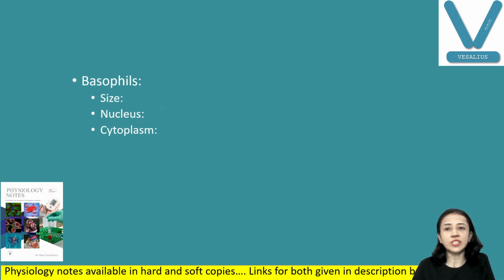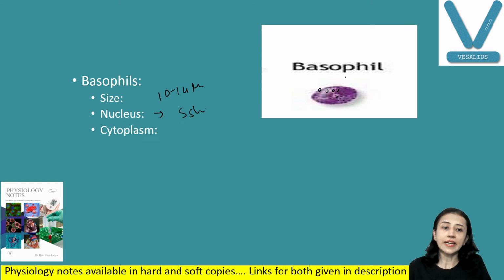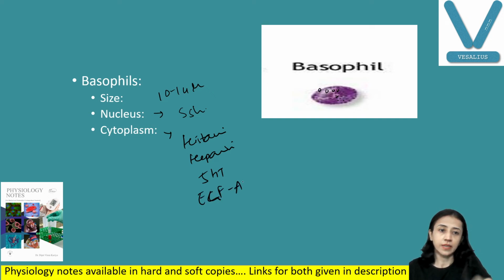Next cell, that is basophil, size is same, 10 to 14 micron diameter, nucleus is bilobed. Again, sometimes it may be trilobed, and nucleus is S-shaped, and the granules are ink blue in color. You can see. So they are known as basophil. Granules are coarse like eosinophils. And cytoplasm contains, as we have discussed, blue in color, basophilic, coarse granules. And the granules release histamine, heparin, 5-hydroxytryptamine, eosinophilic chemotactic factor A. These all are released.